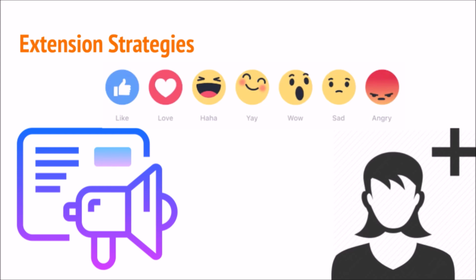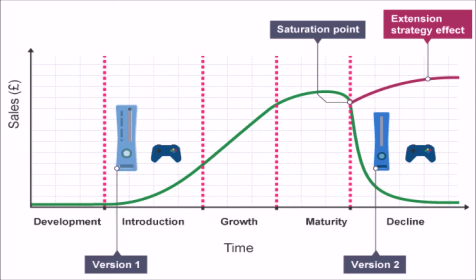The fourth one, they can change the product. This involves tangible changes and intangible changes. And the last one, they can increase promotion. In the short term, a promotional campaign might help to boost sales. This graph shows how extension strategies avoid saturation and bring the product back to the growth stage and increase the sales, so they are not declining.